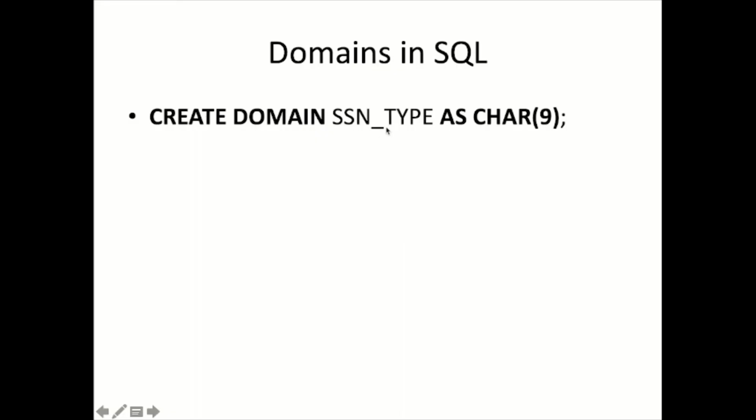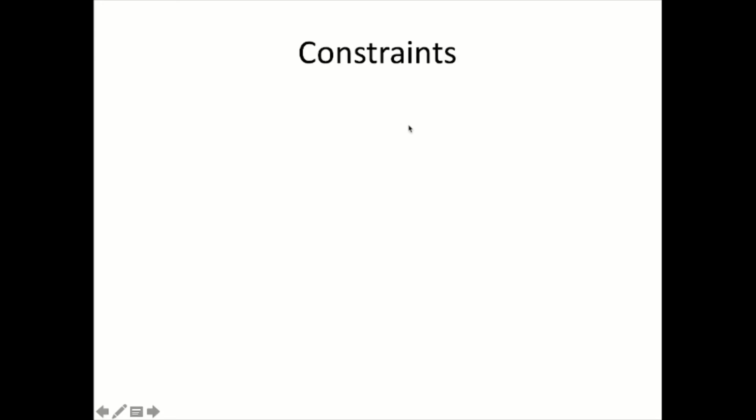So we create this domain, and after that when you declare, you can simply use SSN underscore type instead of char of 9. So everywhere it will be that type, char of 9 will be there. So instead of using char of 9 data type when we create that SSN, you can use SSN underscore type. So that is domains in SQL.